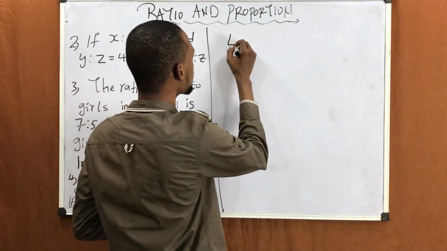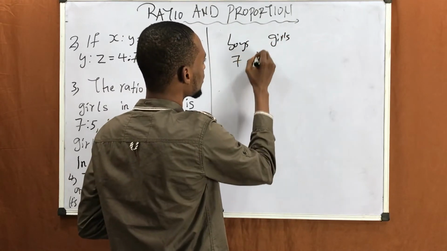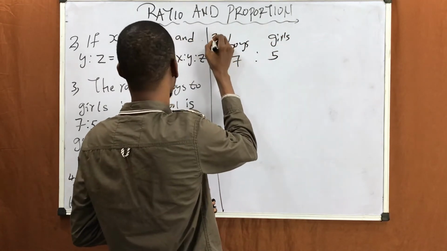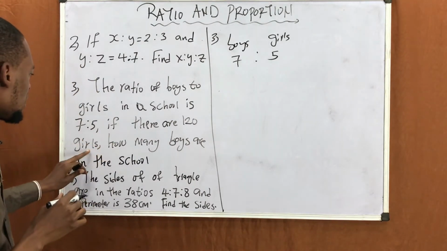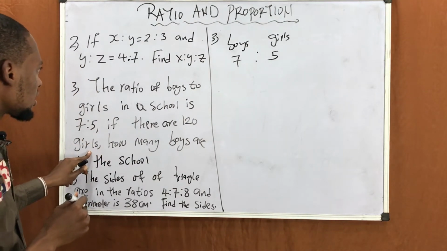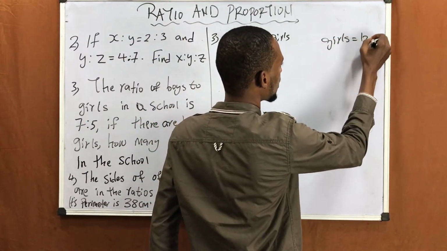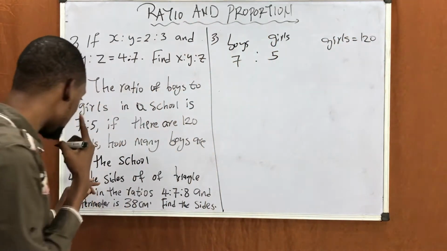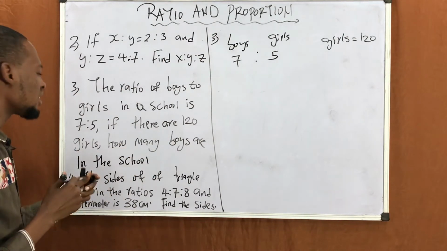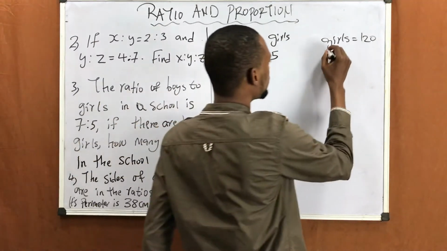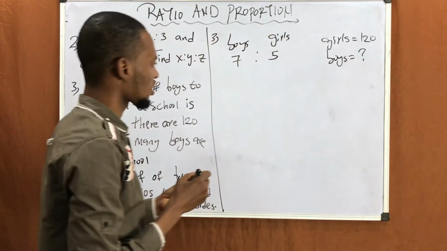The ratio of boys to girls in a school is 7:5. So that means boys to girls is 7:5. The number of girls is 120. How many boys are in the school?